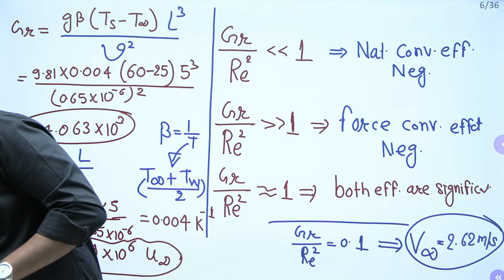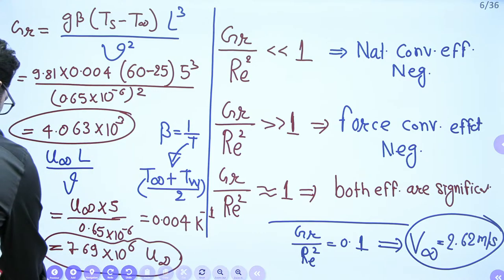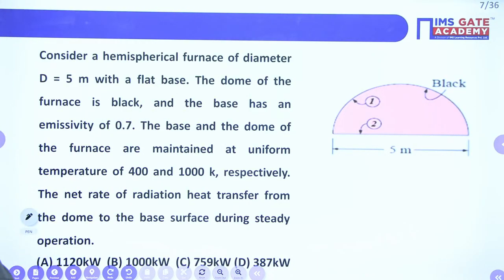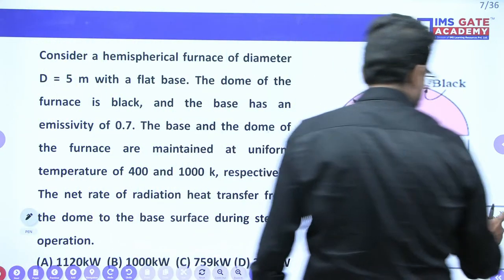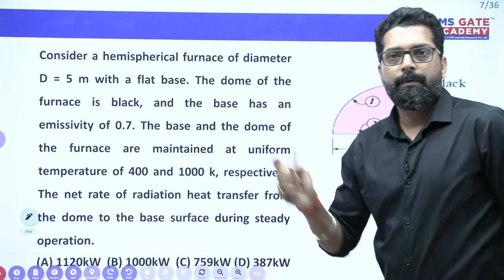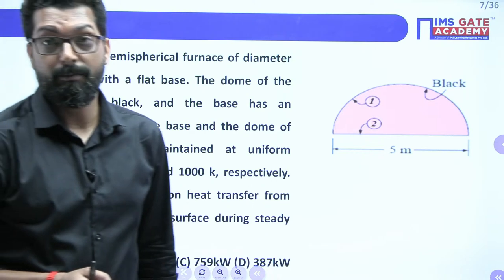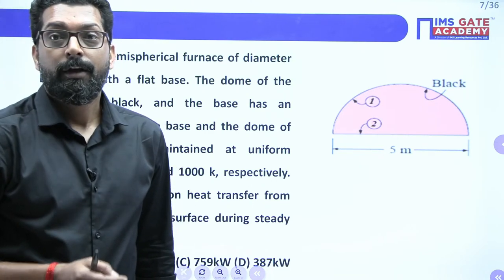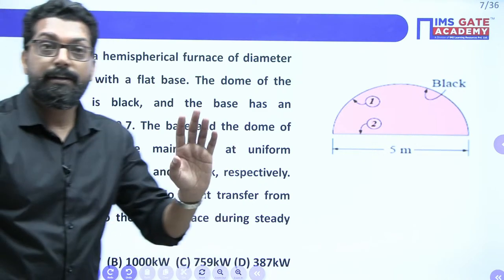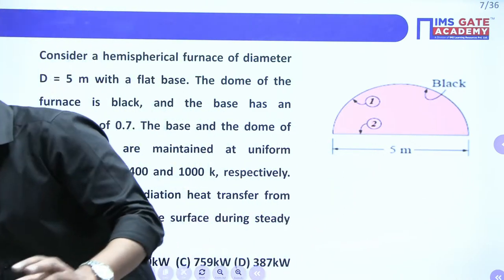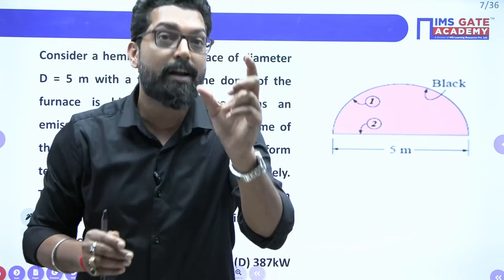Now, we take the next problem. Yes, this is your next problem. Yes, it may come. Why, beta? Such a type of problem is never asked. This problem is the hardcore of natural convection, because you calculate the Grashof number.